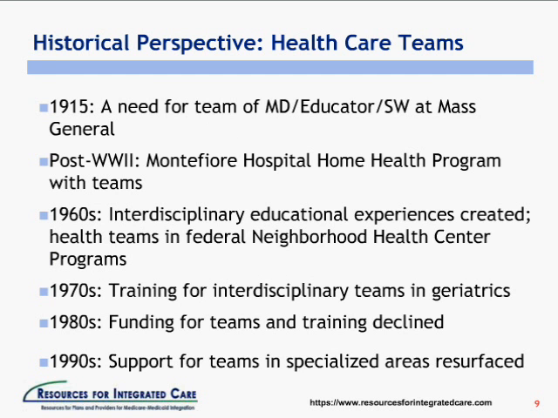If we fast forward to the 1960s, there were a lot of interdisciplinary educational experiences made available, and the federal neighborhood health center programs used health teams in urban settings all around the country. In the 1970s, this is where it becomes more relevant for me, there began to be more attention paid to the need to train interdisciplinary teams in geriatrics. We saw it rise and get quite a bit of attention, and then in the 1980s, we saw it spiral downward, and funding for teams and for training declined.